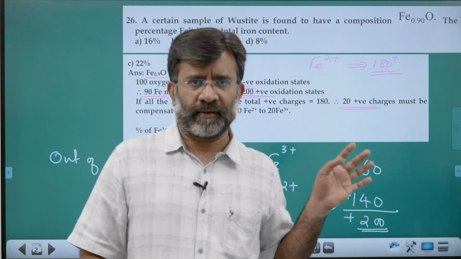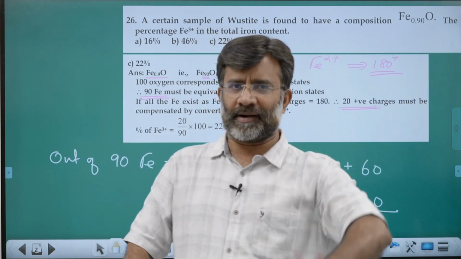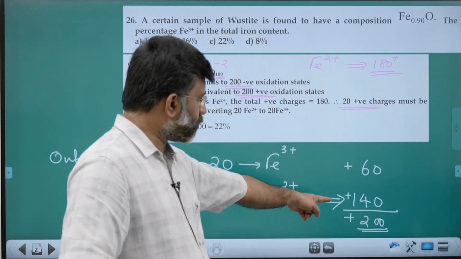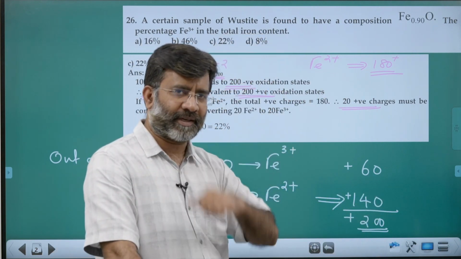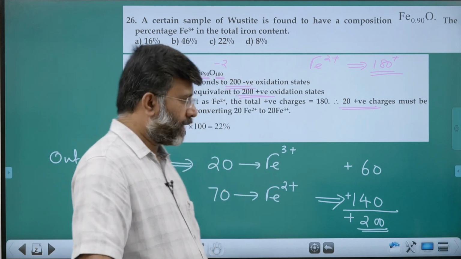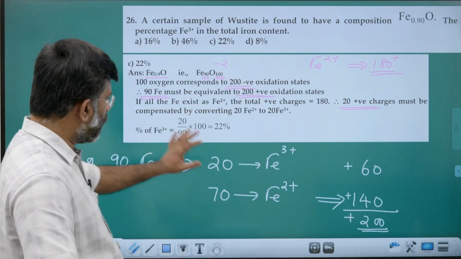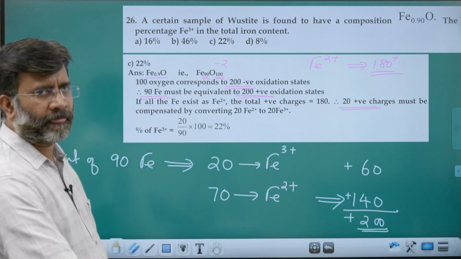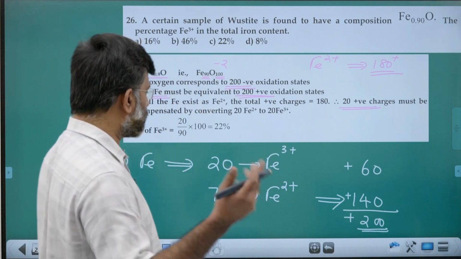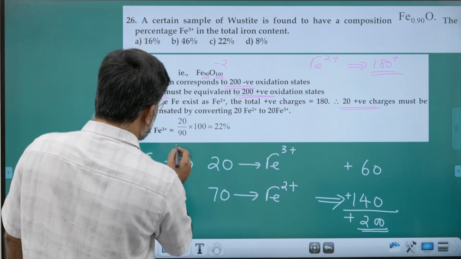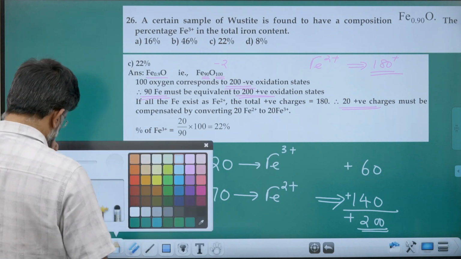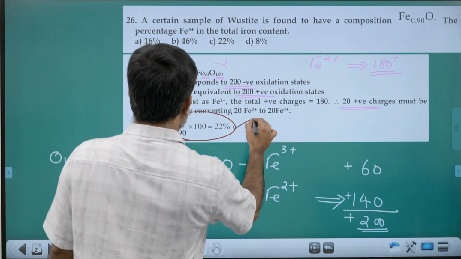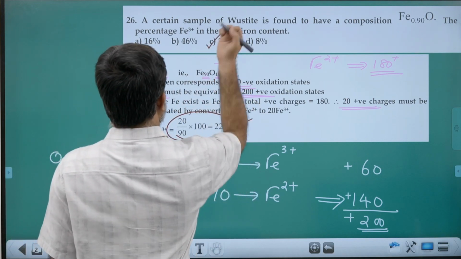100 oxygen, 2 minus, 200 charge. 90 iron should give plus 200 charge. What will be the composition? Out of 90 iron, 20 will become Fe3+, 70 will remain 2+. Is it clear? So what is the fraction of Fe3+? 20 out of 90 into 100. You will get 22%, option C.